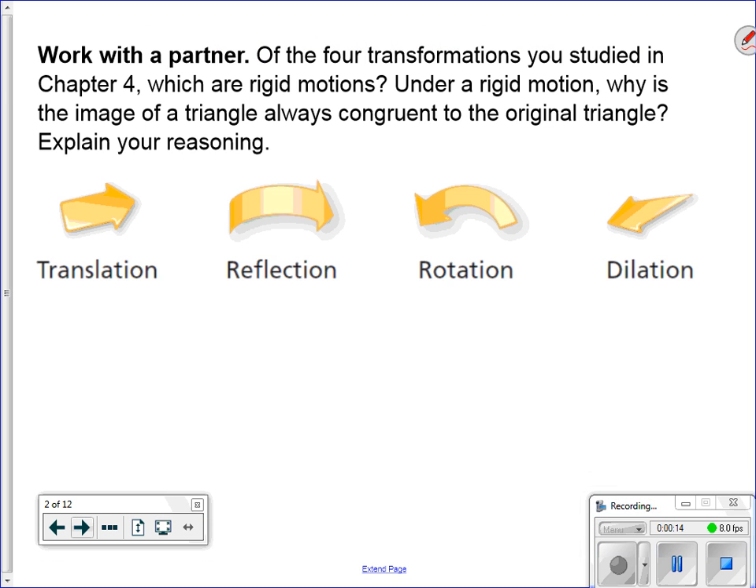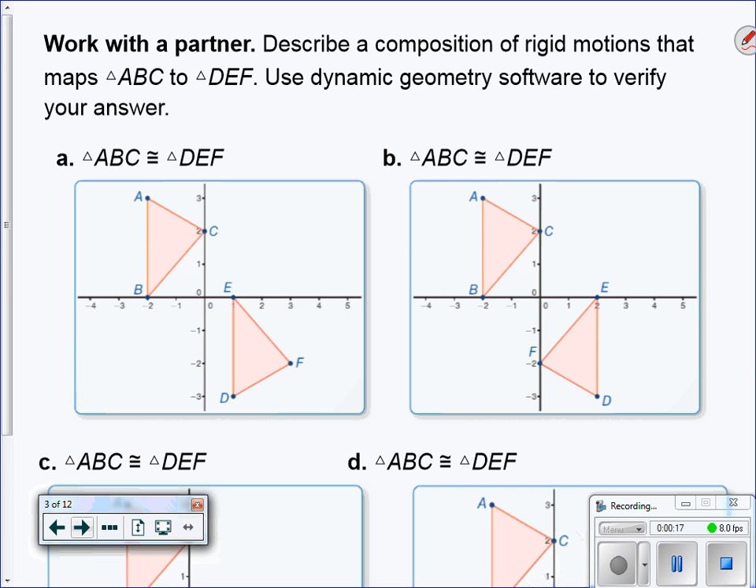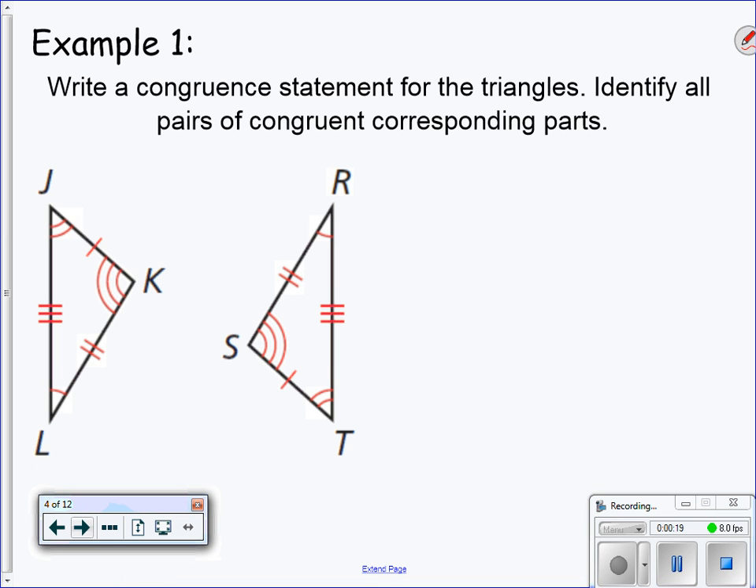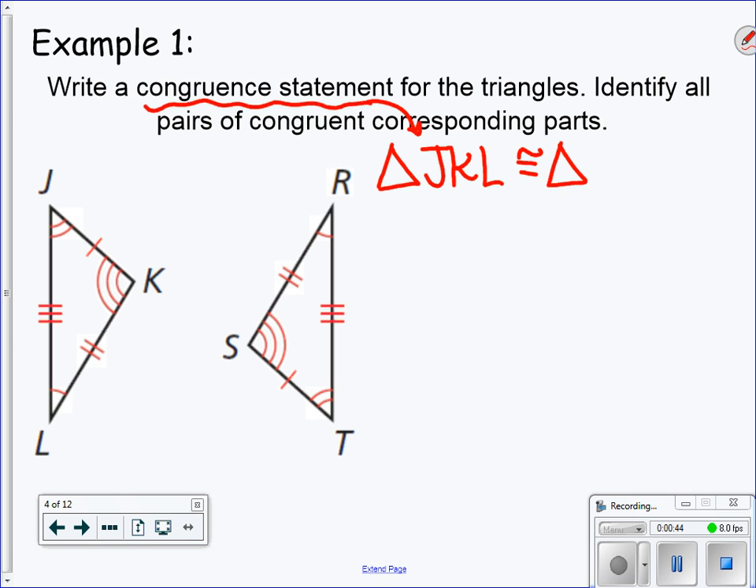Okay, so for the first example here, we're going to write a congruence statement for the triangles and identify all pairs of congruent corresponding parts. So the congruence statement here says this. This is your congruence statement. So triangle, I don't care how you name this, we'll say JKL is congruent to triangle.